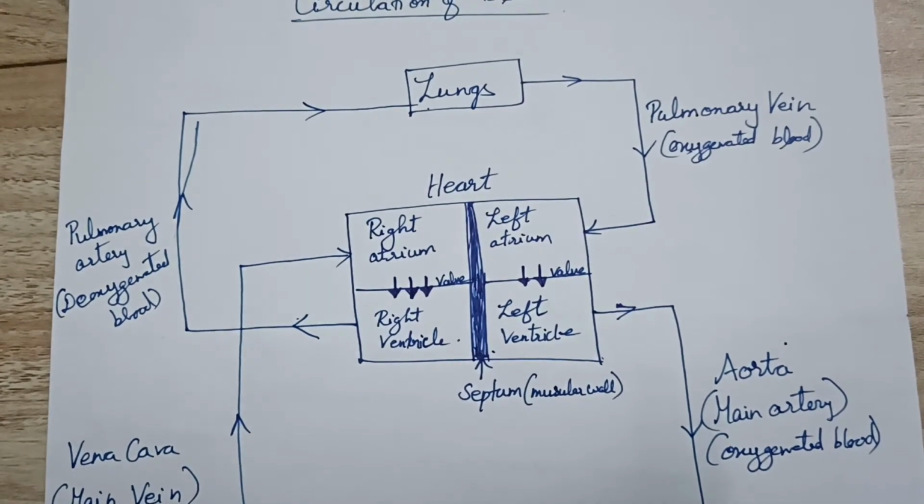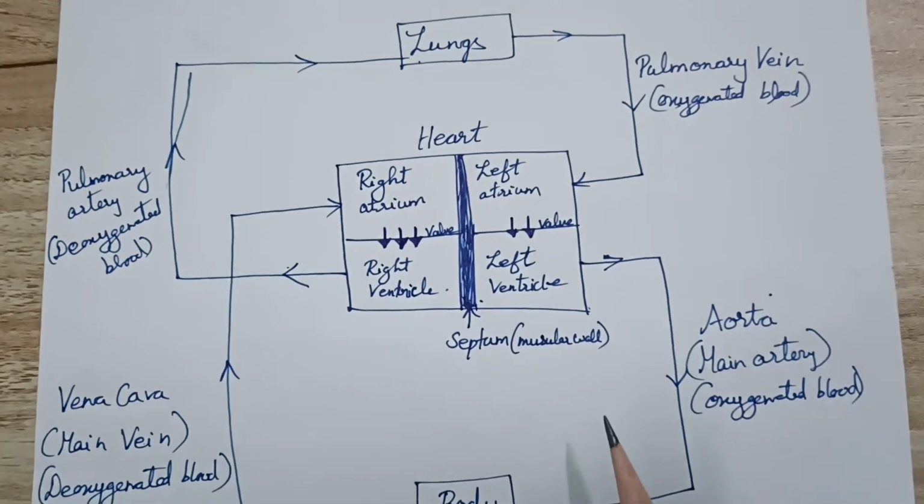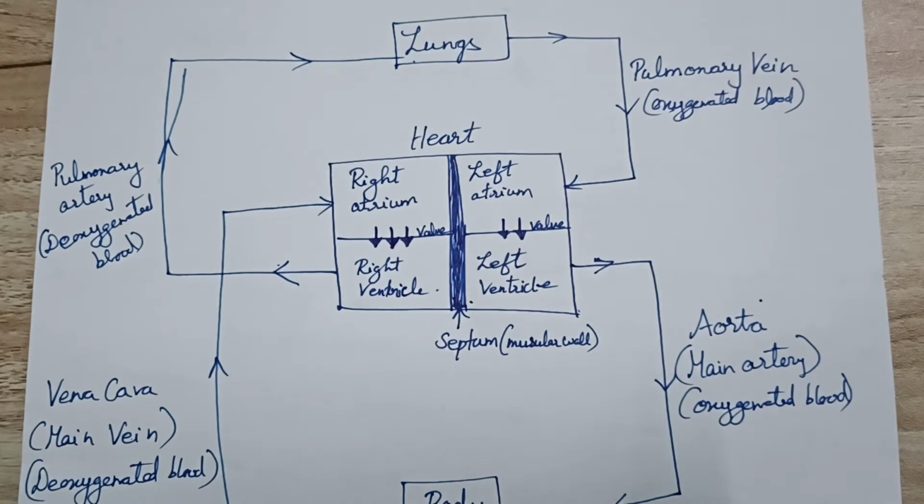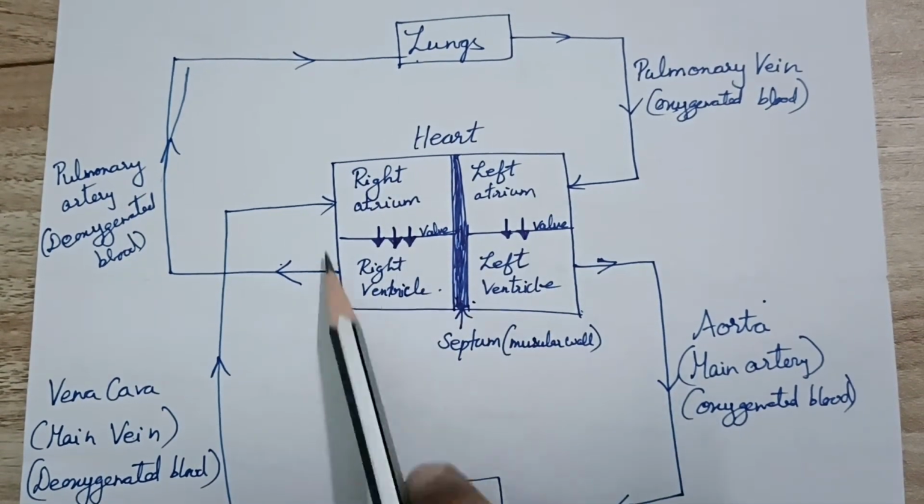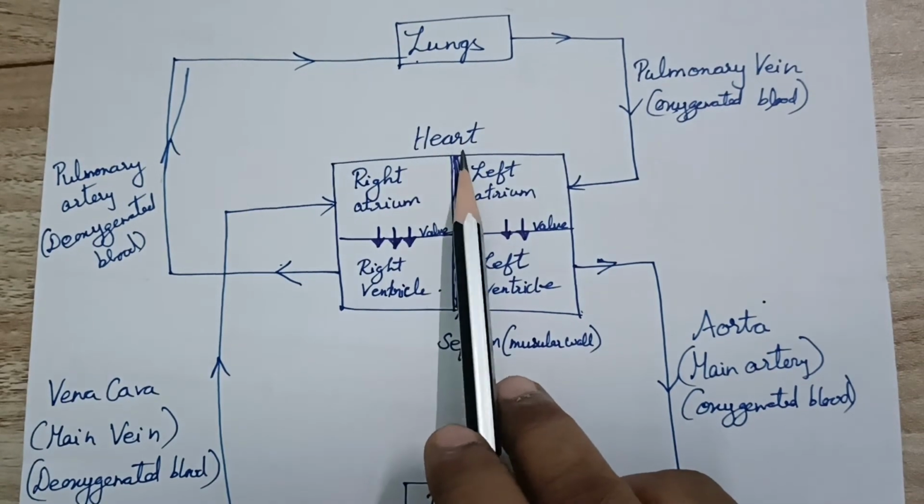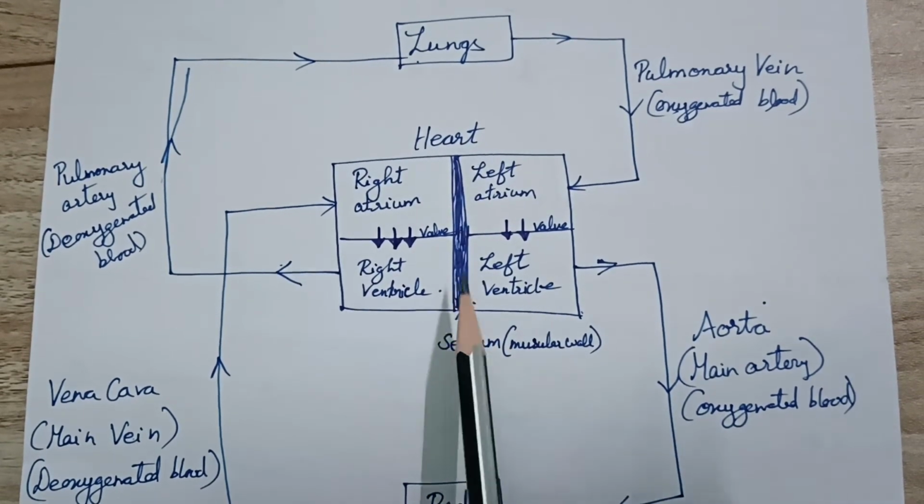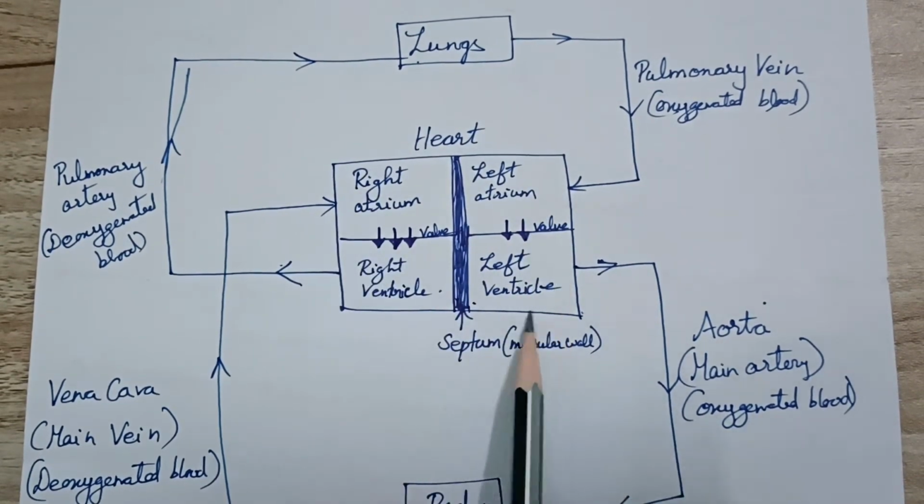Okay, this is your circulation. Once you are thorough with this flow, then we'll move to the actual diagram. So this is for your understanding purpose. I have put a rectangle shape for the heart. Okay, I told you it is made up of a muscular organ.